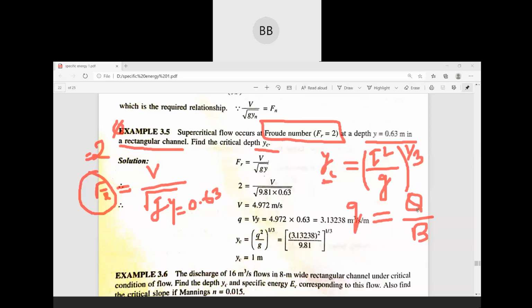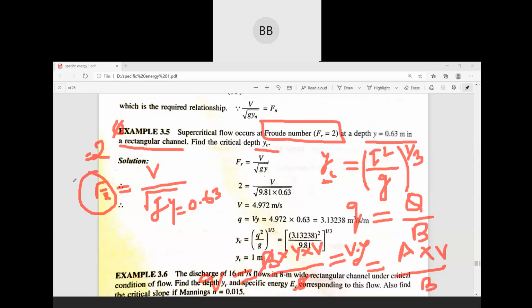Again, the discharge is not known to us. So in place of discharge, we are going to write area into velocity, or in place of area, we can write width into y, so small q will be V multiplied by y. Velocity is not known to us. y is known to us, it's given, that is 0.6.